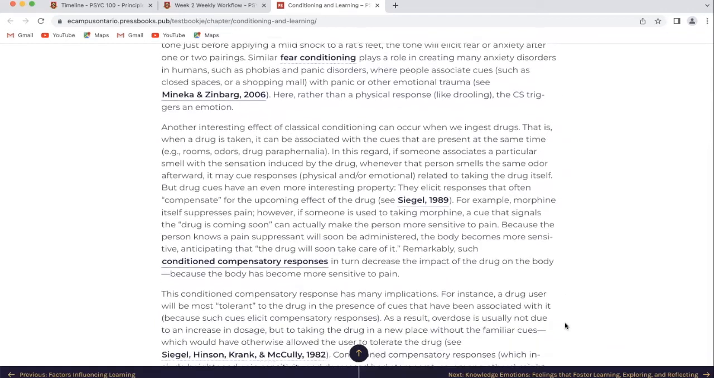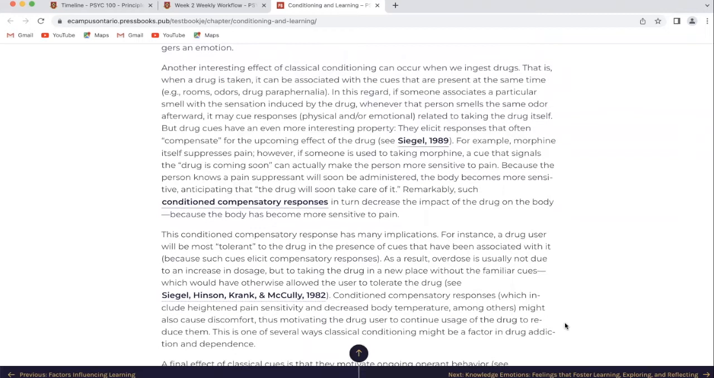Another interesting effect of classical conditioning can occur when we ingest drugs. That is, when a drug is taken, it can be associated with the cues that are present at the same time, for example, rooms, odors, drug paraphernalia. In this regard, if someone associates a particular smell with the sensation induced by the drug, whenever that person smells the same odor afterward, it may cue responses, physical and/or emotional, related to taking the drug itself.